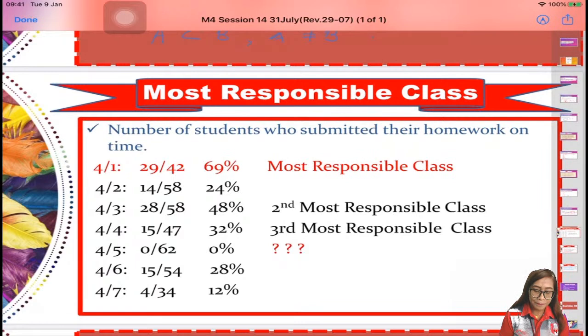4/5, 0. Where is the class leader of 4/5? Kindly tell your classmates to submit the work in my office. 4/6, 28%, and 4/7, 12%. So that's it. My congratulations to 4/1, 4/3, and 4/4. And thank you for trying your best to submit your work on time.